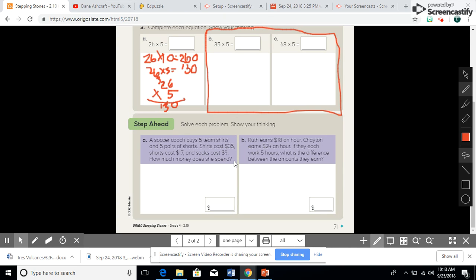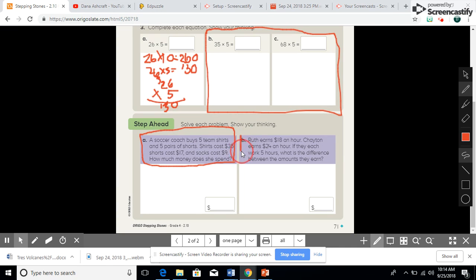Remember, sometimes these word problems try to trick you and give you information that you don't need. So make sure that you cross out any information that you may not need so that you don't add it in there when you're trying to solve the word problem. B says, Ruth earns $18 an hour. Chayton earns $24 an hour. If they each work 5 hours, what is the difference between the amounts they earn?